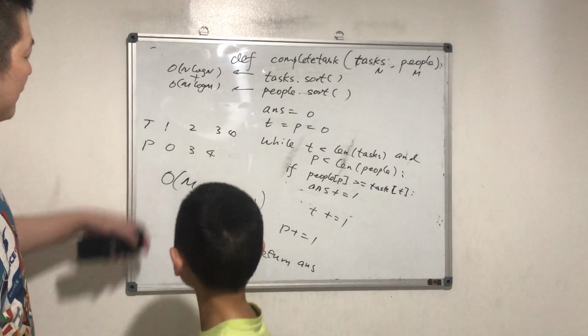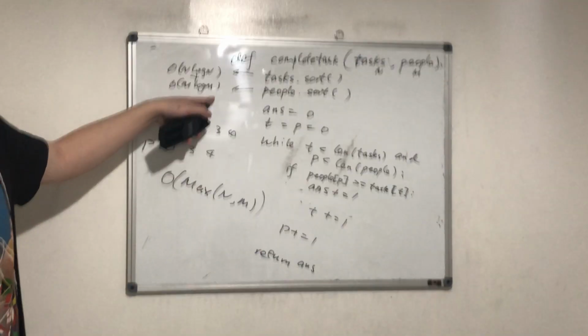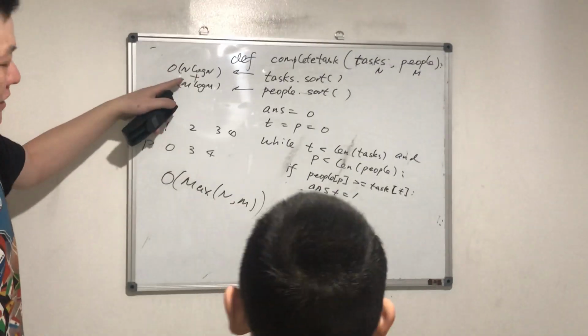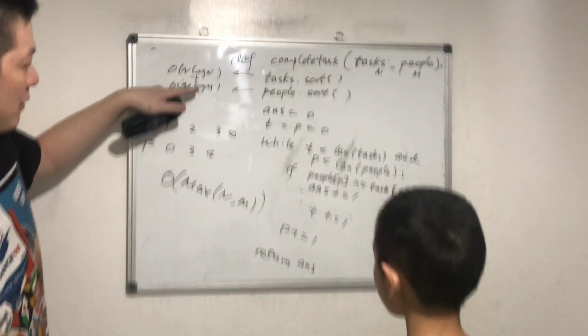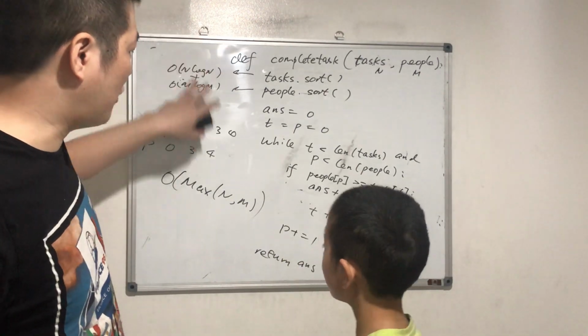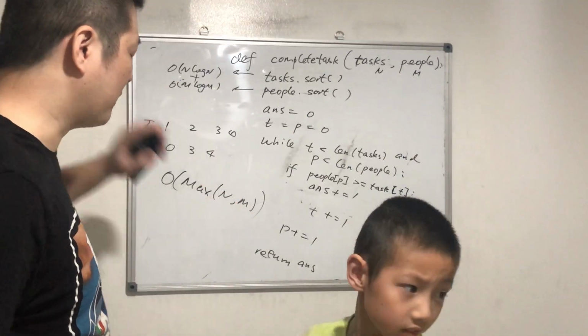So which one is dominating if we need to sort the arrays first? This one. So this one takes the most time in the algorithm. So this part is trivial.